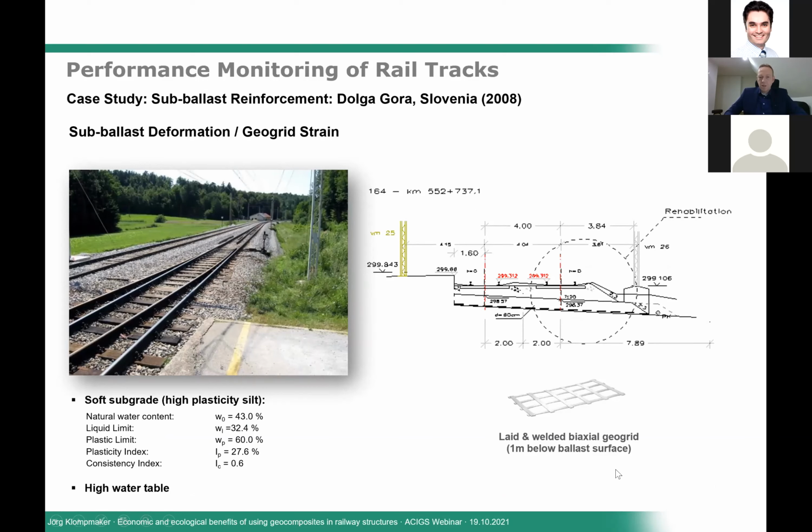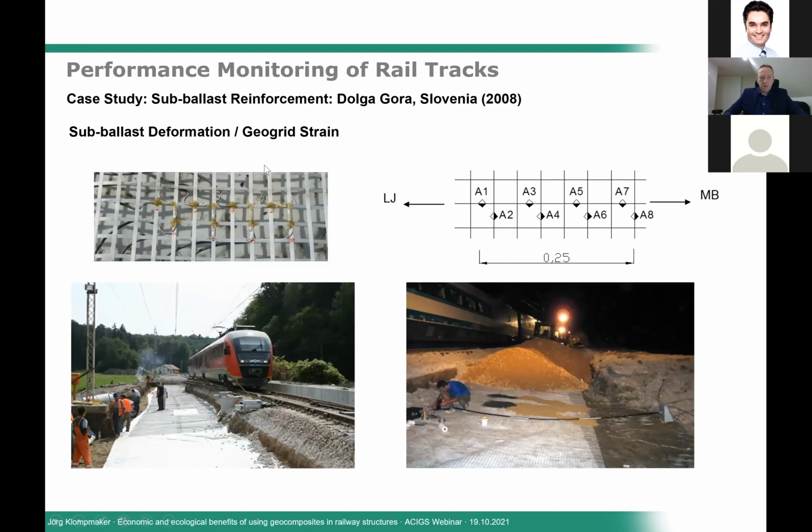The rehabilitation was carried out using a laid and welded geogrid, which was placed underneath the subballast layer, and the interface where the geogrid was positioned was approximately 1 meter below the surface of the ballast layer. Strain gauges were applied to the geogrid to measure the strain during the trafficking of the track with railway traffic. Here you see the strain gauges which were glued onto the laid and welded geogrid, and below the geogrid a geotextile separator was placed because, as I already mentioned, we have a soft, high plasticity, cohesive subgrade.